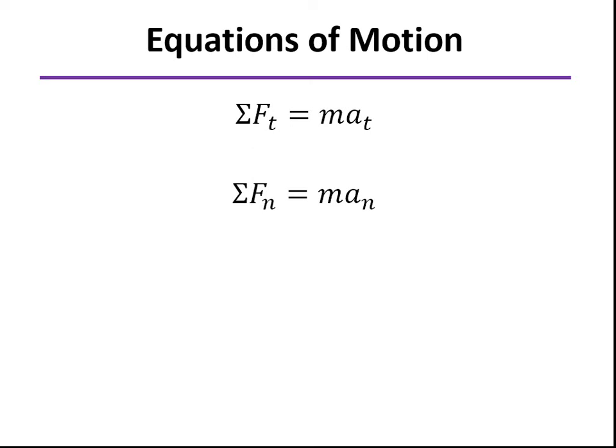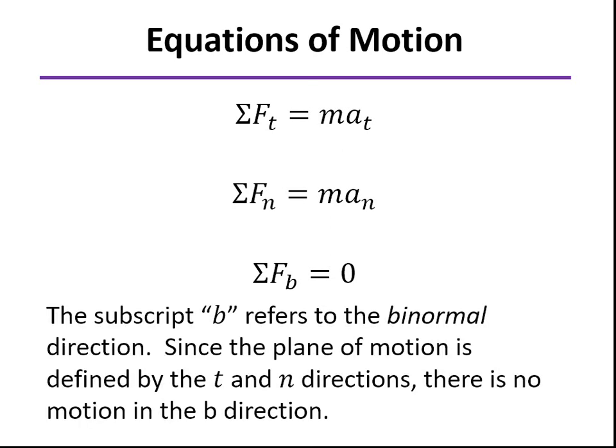Now, the tangential and normal components, as we saw in that sketch, define the plane of motion of the particle. And so we can still sum forces in the third direction. We call that the binormal direction. But since there's no motion in that binormal direction, the sum of the forces has to be equal to 0. So we still sometimes will have to sum forces in that direction, in particular if there's friction involved on a particle that's moving in the normal tangential plane. We might have to sum forces in the binormal direction to find the normal force and relate that to friction.